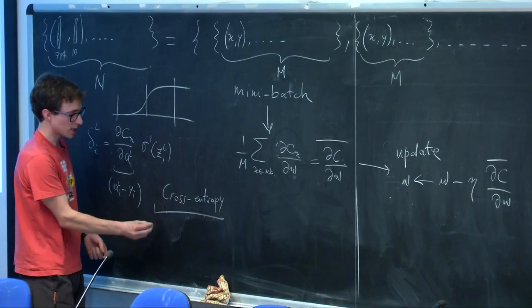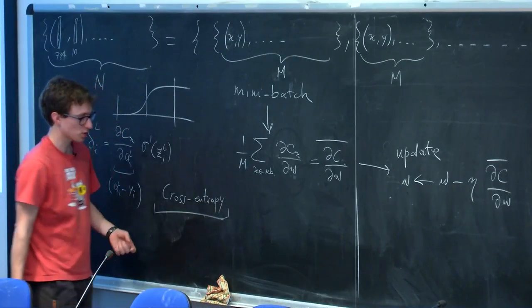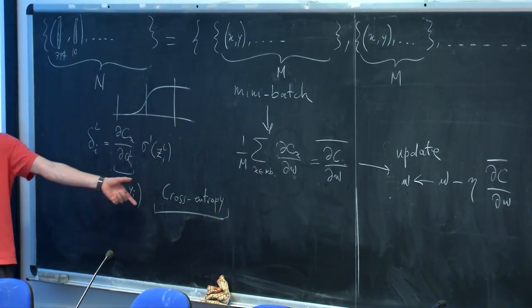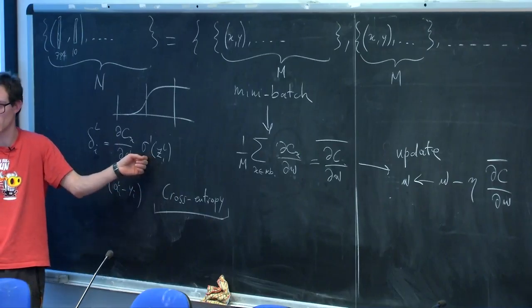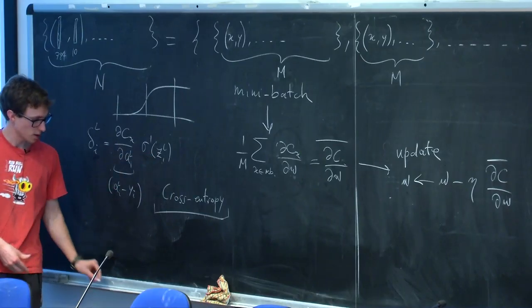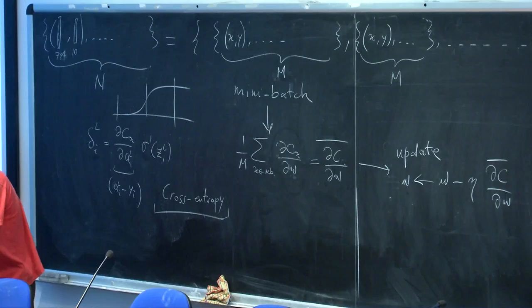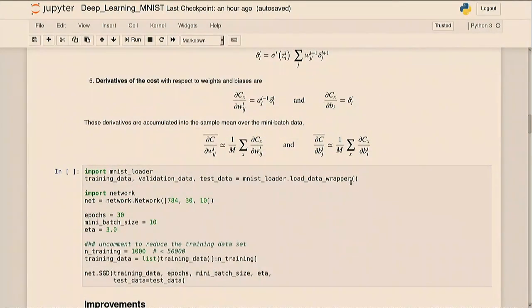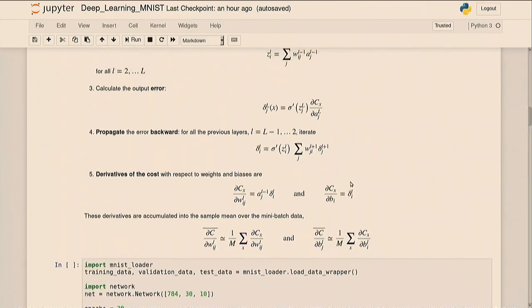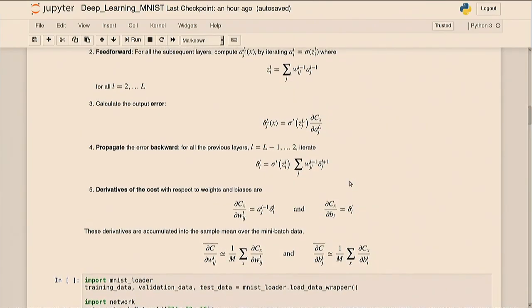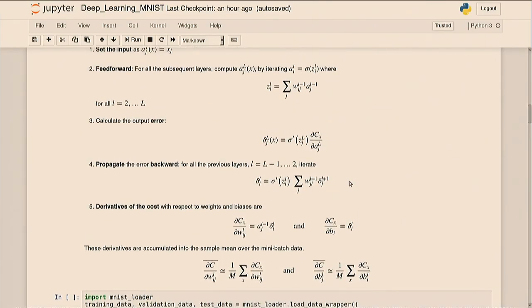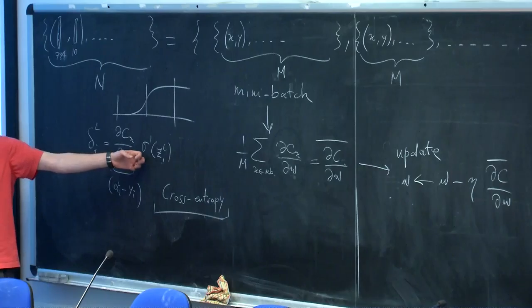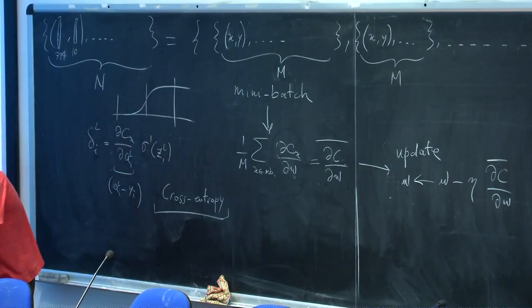It's not a prescription by anybody, but it turns out that it's very good with the sigmoidal neurons. So this is a way of improving on the learning with the quadratic cost function, which suffers from these vanishing derivatives already at the output. And then here you have the code.